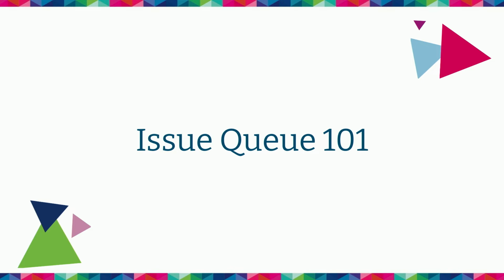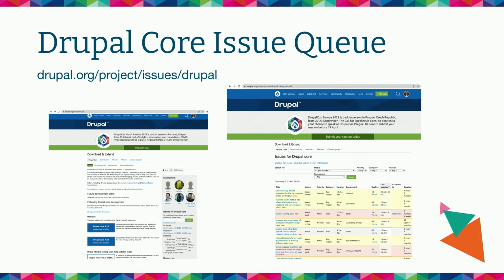So, the issue queue 101. The issue queue itself kind of looks like that. It's a long list of different issues with different colors. I'll go into the zoom in a moment, but basically you've got a list of different issues in different states. You've got some filters at the top, and you can then query down the filter so you can find something that's of a specific project or a specific priority or category or whatever.